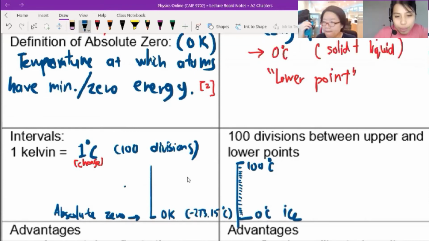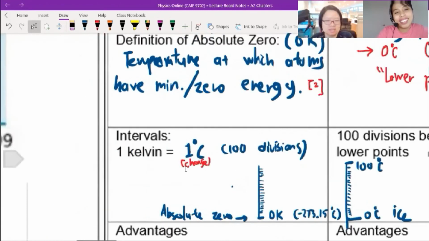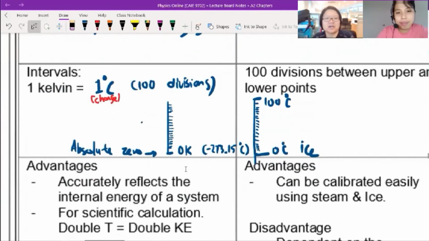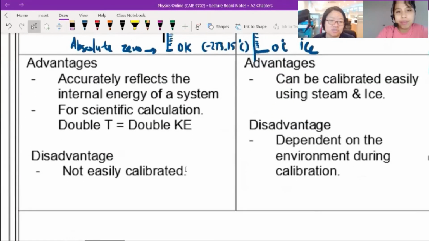So cold. And so precise, Miss. Yes, you need to know to that precision. Is this number given to you in the exam? No. You have to memorize this one. Sorry, bad news. Okay, so as usual, we're going to compare the advantages and disadvantages of these 3 scales.